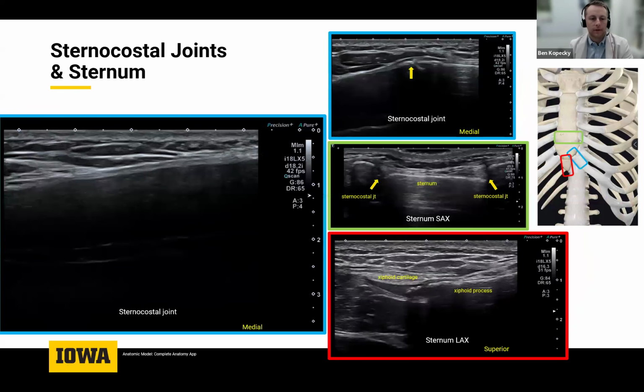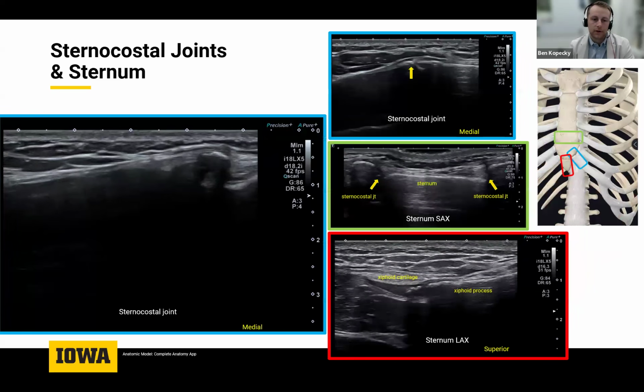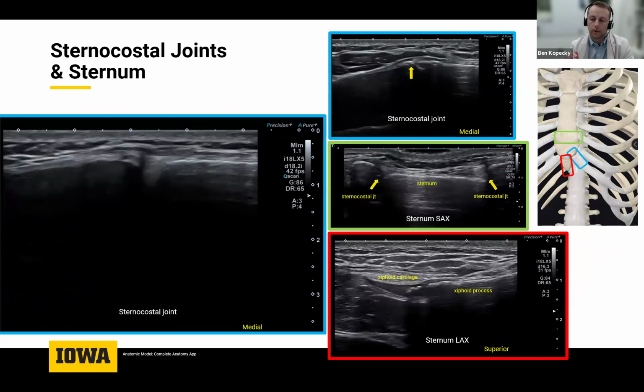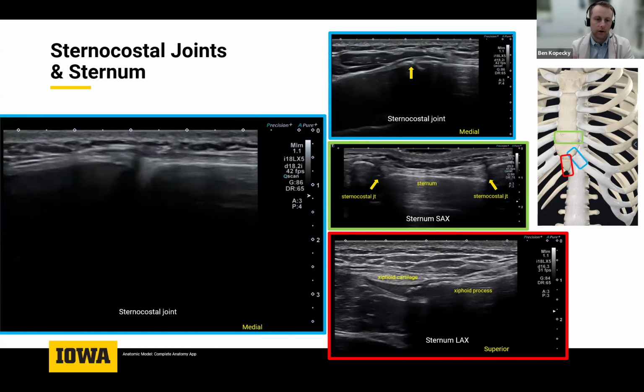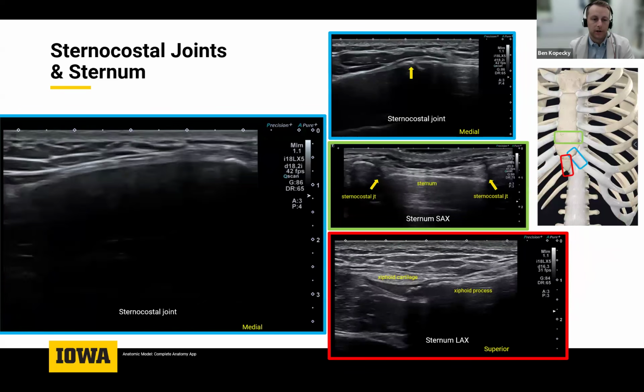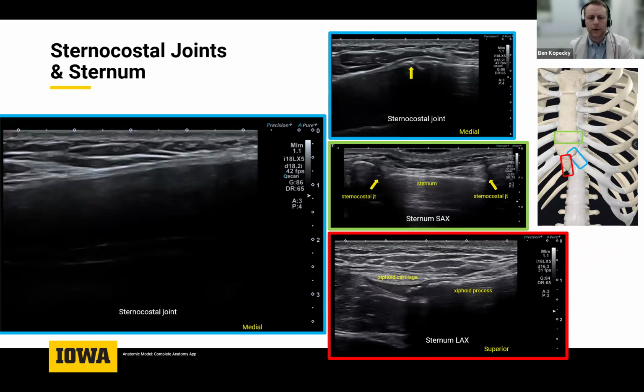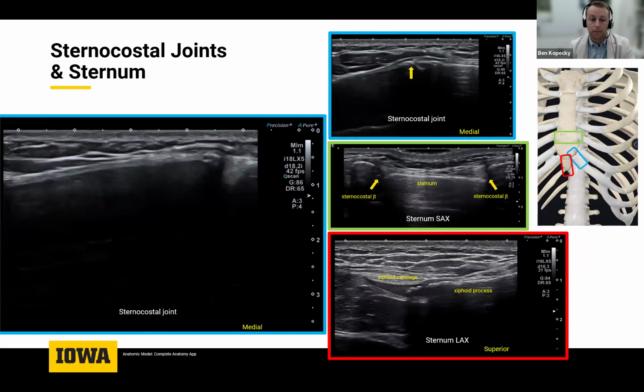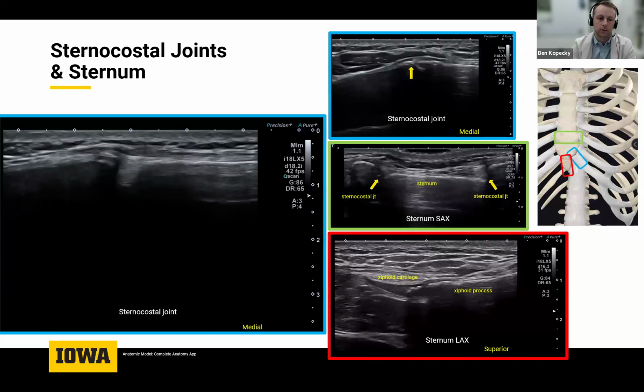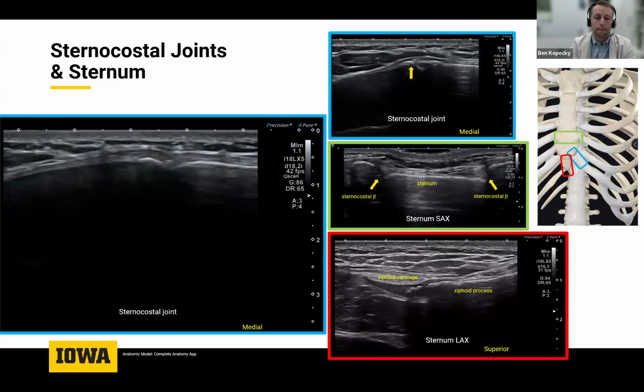So finishing the anatomic scan medially, we evaluate the sternocostal joints and the sternum, both in long and short axis, looking for evidence of sternocostal separation or localized joint swelling. And we can evaluate the xiphoid process as well, which sort of resembles one of our floating ribs that we saw earlier.